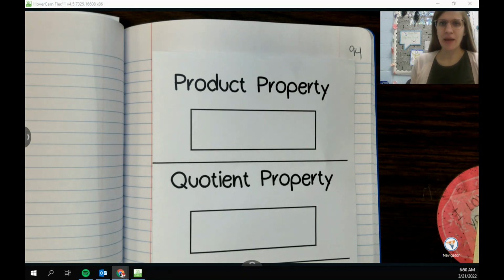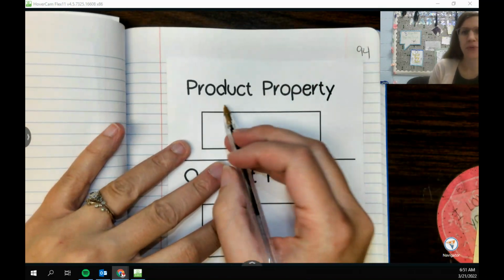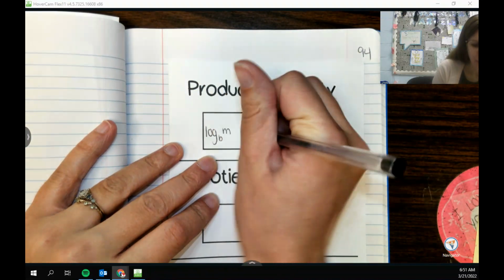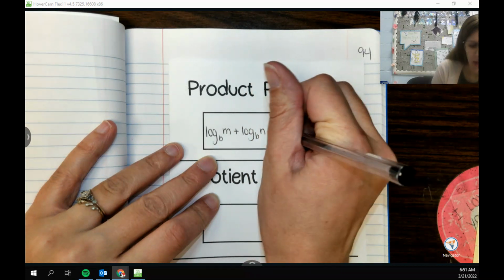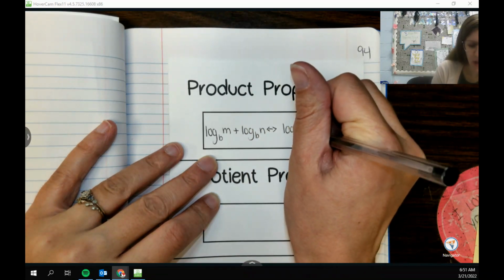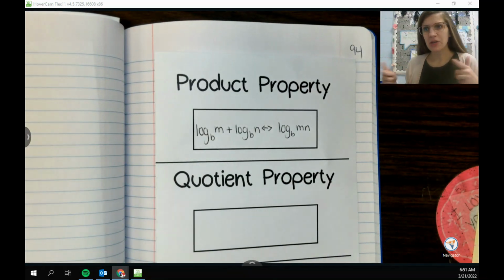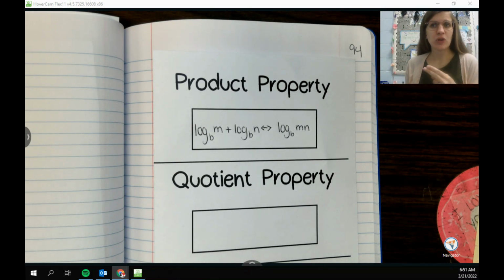So after doing that and coming here, we should have found out that our product property says if I have log base b of m plus log base b of n, then I could rewrite that as log base b of m times n. Now I put an arrow in between because it can go either way. Like if I have 2 logarithms being added, I can smush them together to make 1 logarithm with those 2 numbers multiplied. Or if I have 2 numbers multiplied, I can split them up into 2 logarithms that are being added.